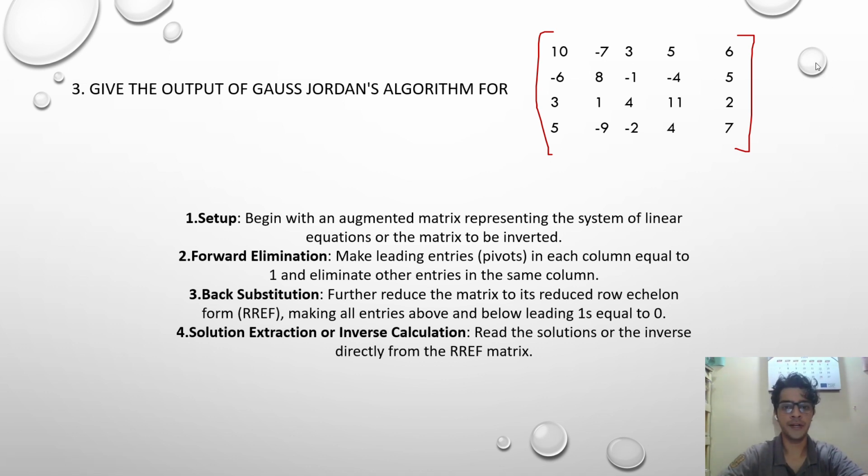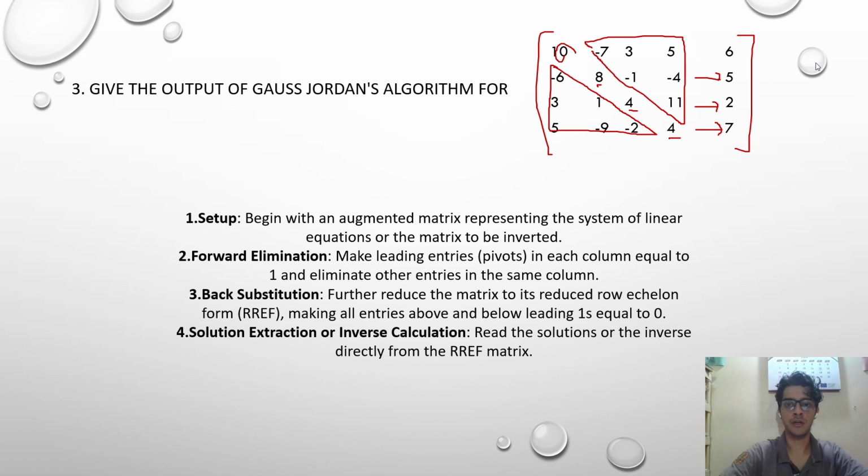Let's start. First, begin with the augmented matrix presented as the system of linear equations or the matrix to be inverted. This is already in augmented form. Then forward elimination, back substitution, solution extraction, or inverse calculation. Basically in the Gauss-Jordan algorithm, using elementary row transformations we make all the diagonal numbers 1, and all the other numbers in the upper and lower triangles of the matrix equal to 0. Then we compare the values, and they become our answer. Let's dive into the question right away.